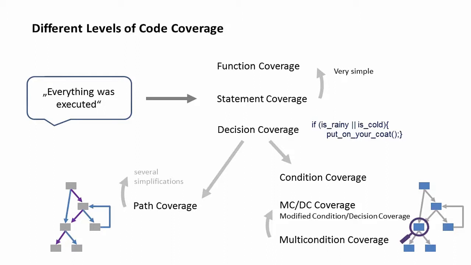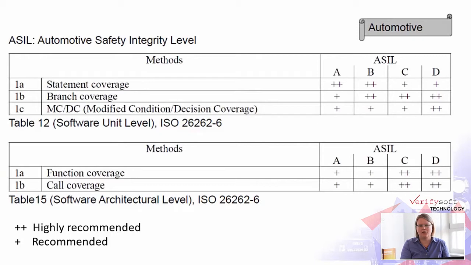In the safety critical development world, MCDC coverage is the highest level of coverage that is required by the safety standards. For example, if you are developing according to ISO 26262, you have different requirements depending on the ASIL level you are developing for. In the highest level, ASIL level D, MCDC coverage is required for your tests.